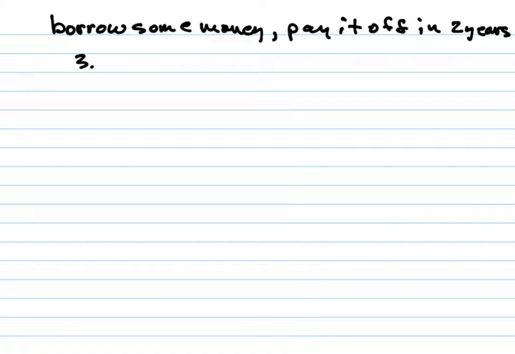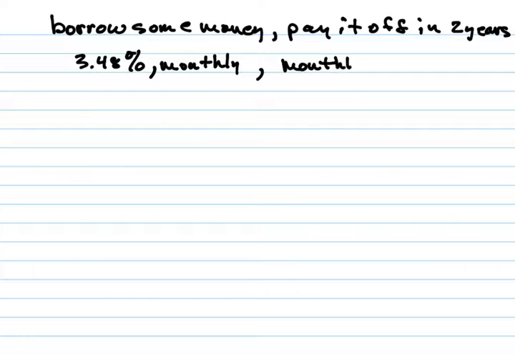The bank is going to charge her 3.48% interest compounded monthly. And she's going to make monthly payments of $600. So there's our scenario. She's going to borrow some money. She wants to pay it off in 2 years. There's her interest rate, and there's her monthly payments.